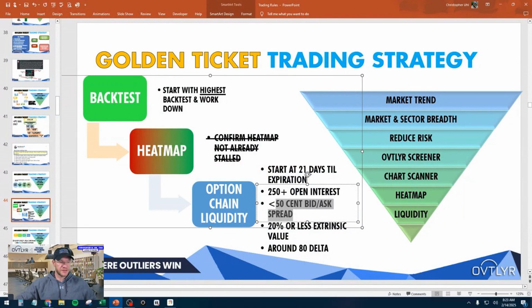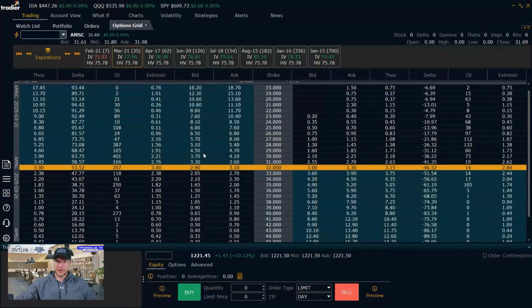Next, 50-cent bid-ask spread. What is the bid-ask spread? We're going to focus on calls. The same would apply to puts. This is the price to buy the option. This is the price to sell the option. Notice there's a spread between the two. The market makers want their cut.